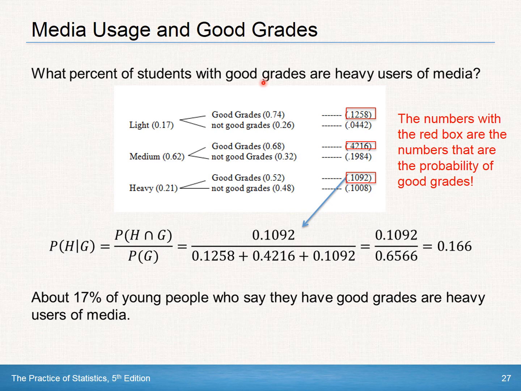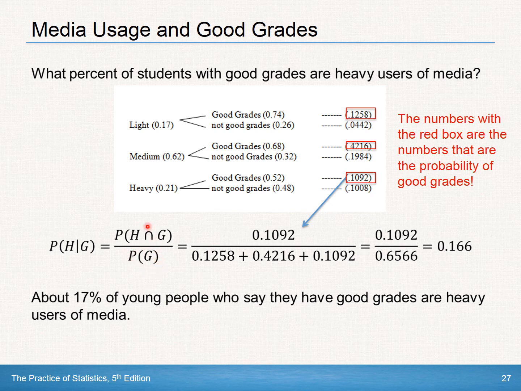So when I write my sentence, recognizing that this is a conditional probability: what's the percentage, or the probability, that they're heavy media users given that they have good grades. So when I write out this probability, it's the probability that they are heavy users of media and they have good grades over the probability of getting good grades.